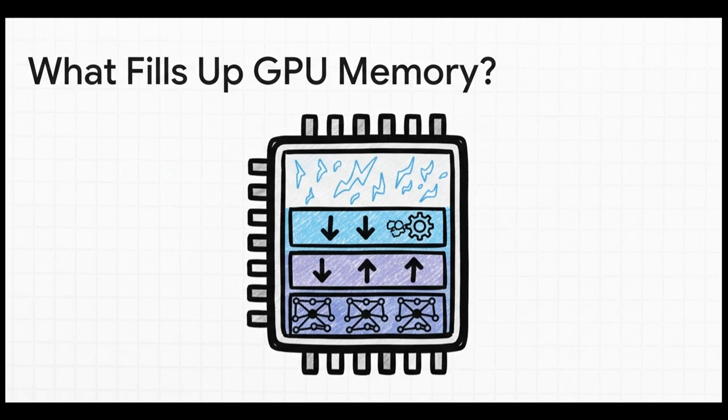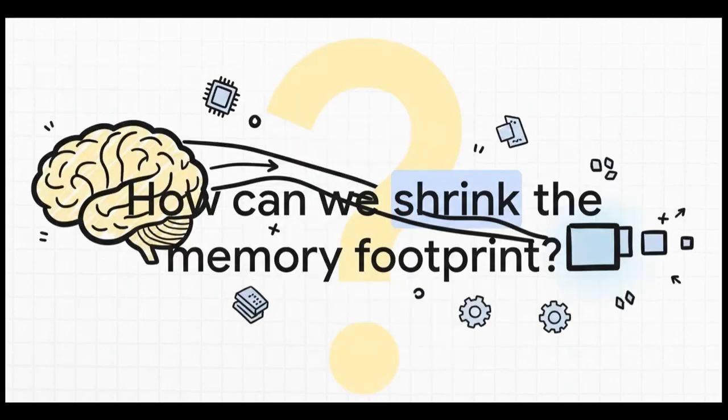Well, it's mainly four things. First, you've got the model parameters themselves. That's the core knowledge of the AI. Second, the gradients. Think of those as the instructions for how to learn. Third, the optimizer states, which kind of help the model remember what it's learned so it can learn more efficiently. And finally, activations, which is just temporary scratchpad data that gets created during all the calculations. So yeah, that's a lot to cram in there.